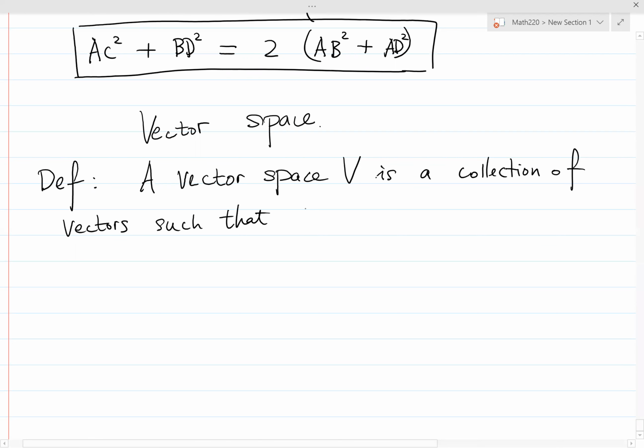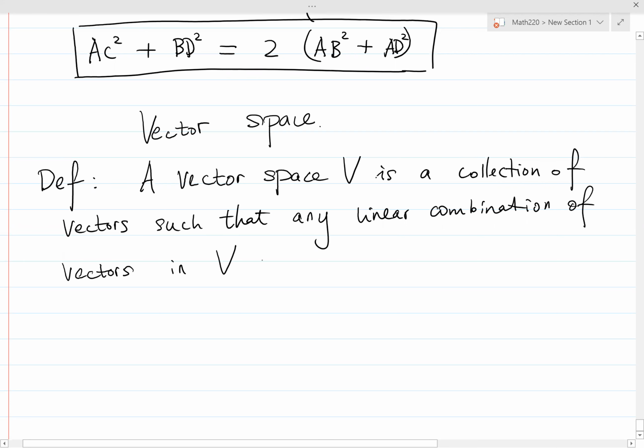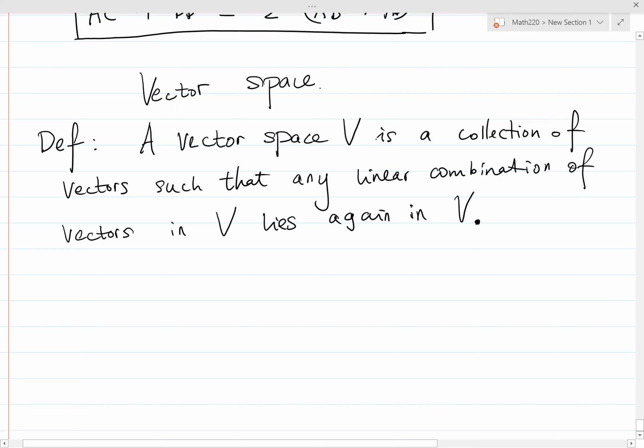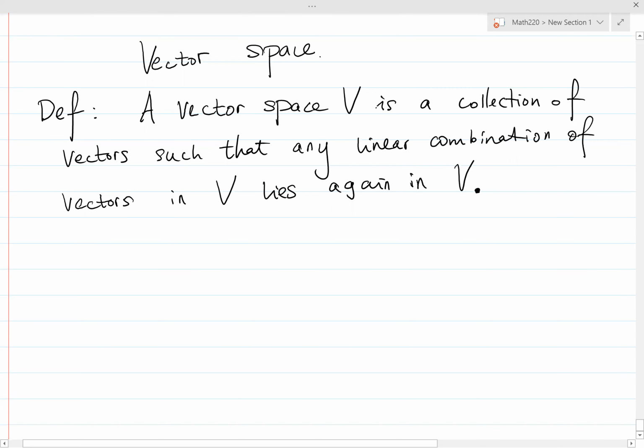I.e., if we do addition or subtraction or scalar multiplication, this again is stable and lies in this space, such that any linear combinations of any vectors in V again lie in V. I.e., a vector space is the smallest possible thing that is stable under the operations of addition, subtraction, and multiplication by scalars.